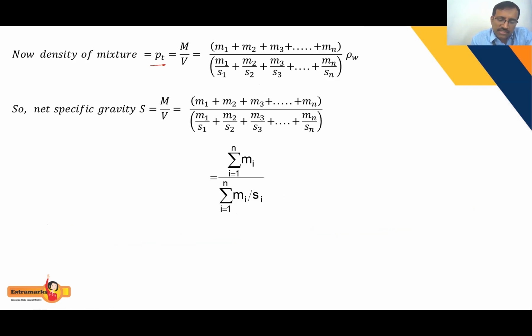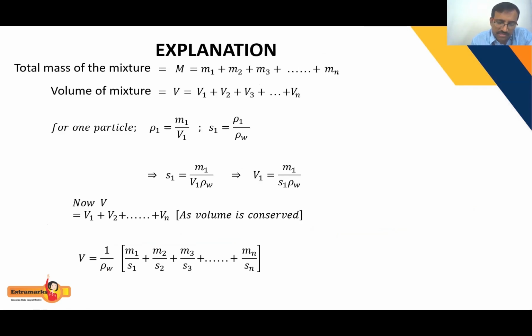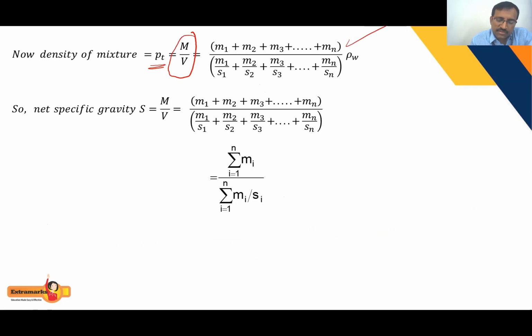So the density of the mixture will be total mass by total volume. Total mass is m1 plus m2 plus m3 and so on. Total volume is v1 plus v2 plus v3 and so on, as given here. But volume can be written as mass by density obviously. So we can write like this, right? Then substituting v1 plus v2 plus v3, we get m1 by s1 plus m2 by s2 plus m3 by s3 like that, and finally into rho w. How it came, you can see here.